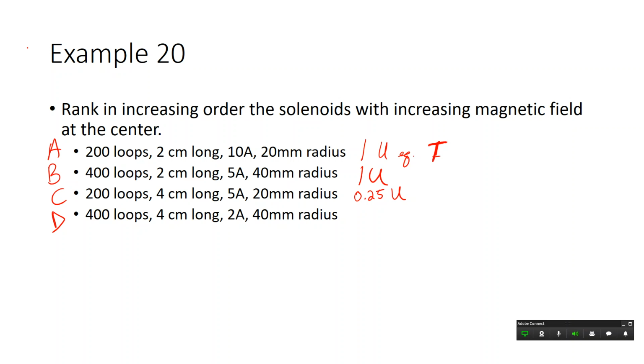What would you get there? Absolutely. So 0.2, 1/5 the first one. All right, so now let's rank them in increasing order of magnetic field. It's D, then C, then A, and B. And I can actually put symbols between them.